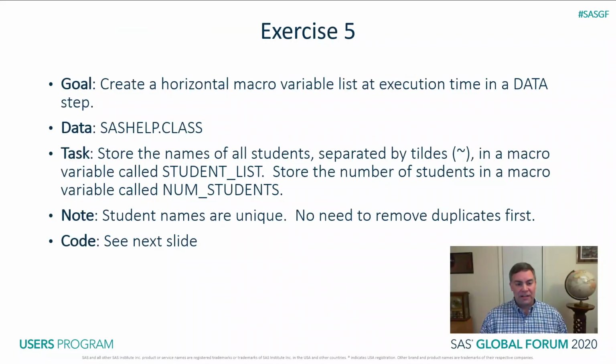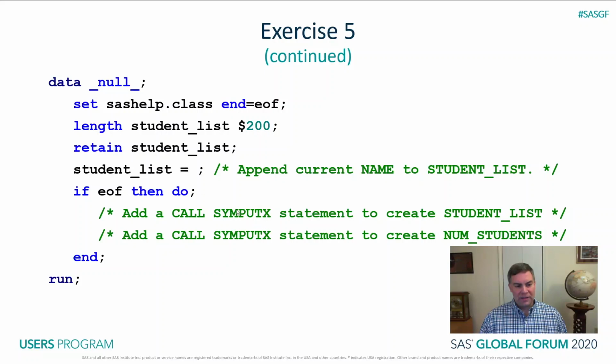For exercise 5, we're going to create a horizontal macro variable list using a data step. Once again, we're going to deal with the SASHELP.CLASS dataset, and we're going to take the names of all the students separated by tildes and put them into a single macro variable called student list, and then we'll also store the number of students in another macro variable called num_students. And we can skip the PROC SORT step for this exercise because we know the student names are unique. There's only one record per student name in the data set, so we don't need to worry about removing the duplicates. So here's the code that we're going to be given.